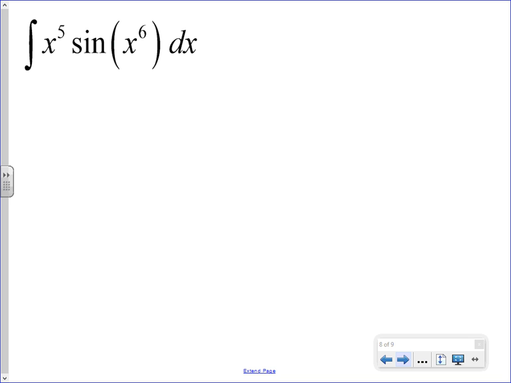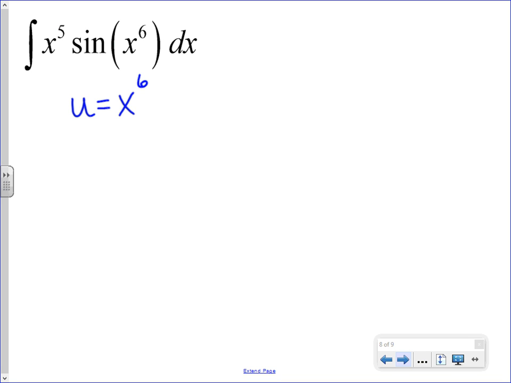Okay, so this looks very similar to the cosine one that we did earlier. What's our composition? Sine of x to the 6 is our function, or our composition, excuse me. And inside of sine is x to the 6. u is x to the 6. That is inside of a function.